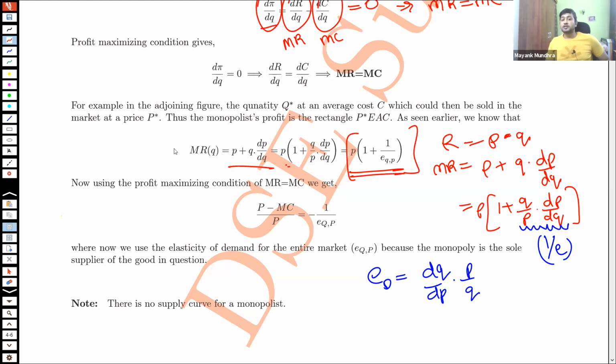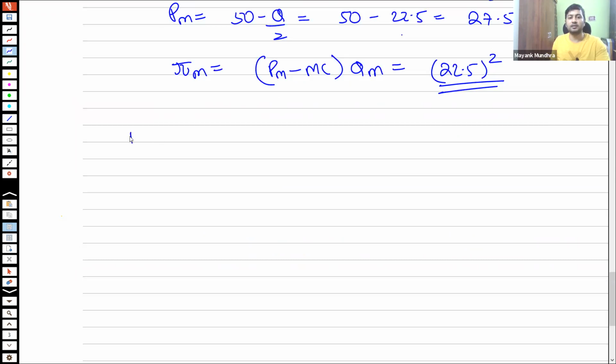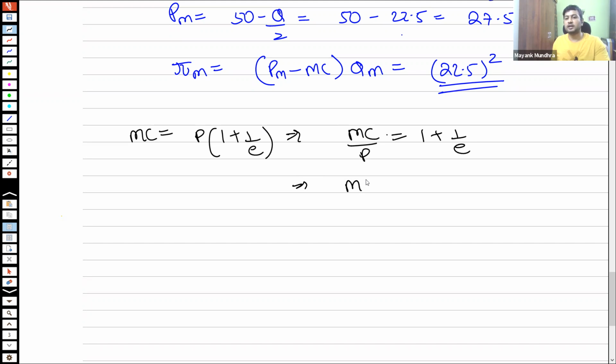And in case of a monopolist, marginal revenue must be equal to marginal cost. So what I have is that marginal cost must be equal to price into 1 plus 1 by E. So this implies that MC by P is equal to 1 plus 1 by E, which implies MC by P is equal to 1 plus E by E. So this implies P by MC must be equal to E upon 1 plus E.